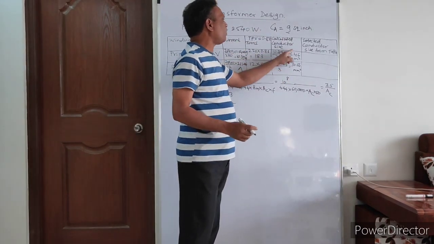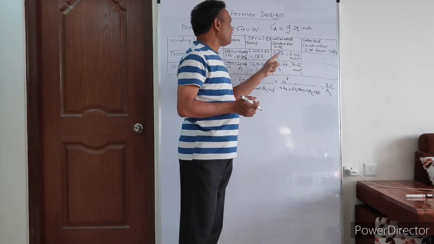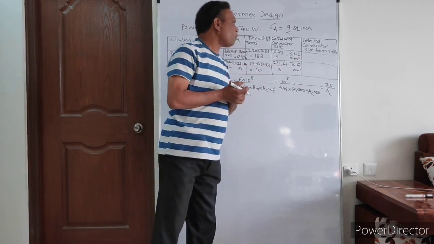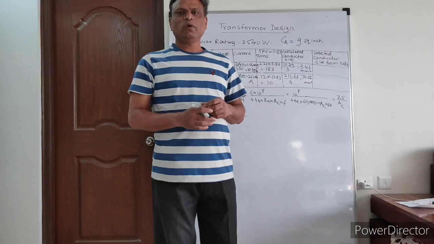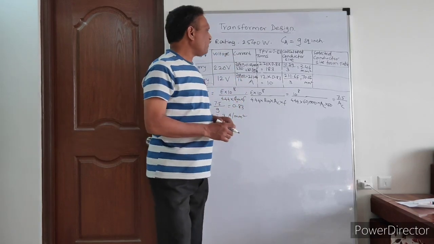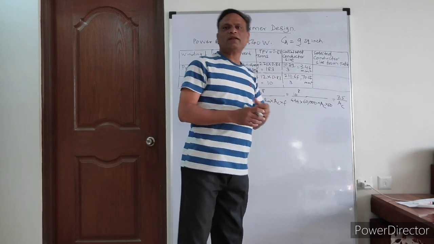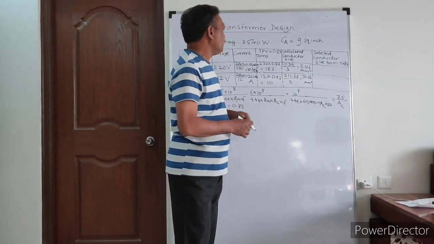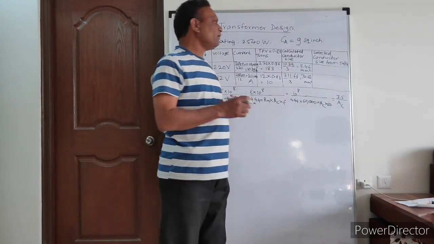See now, from the beginning we have calculated this value. Our calculation for the area of the conductor is 3.46 for the primary, and for the secondary we have calculated 70.56 square mm. From the link given below the description, you will find the conductor sizes which are actually to be selected for the winding. Now this is our calculation. Now we have to see that link.